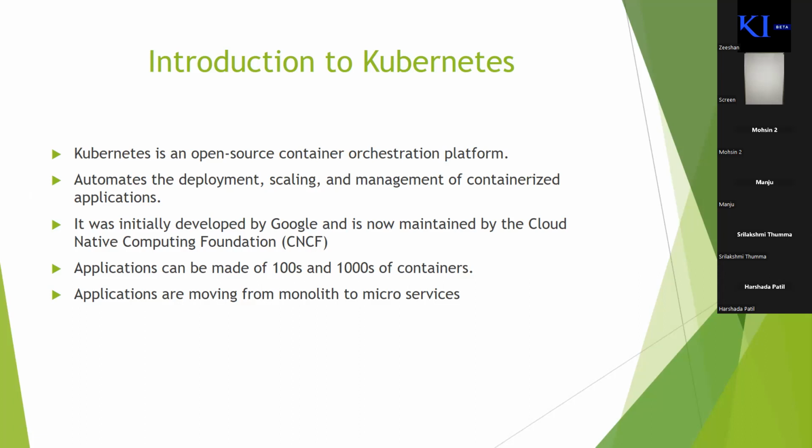But if we have a huge application, it needs hundreds and thousands of containers to run. So it is very difficult to manage those containers through scripts and the files we used to create in Docker. So Google developed a tool and named it Kubernetes. What is Kubernetes? Kubernetes is an orchestration engine on top of Docker.